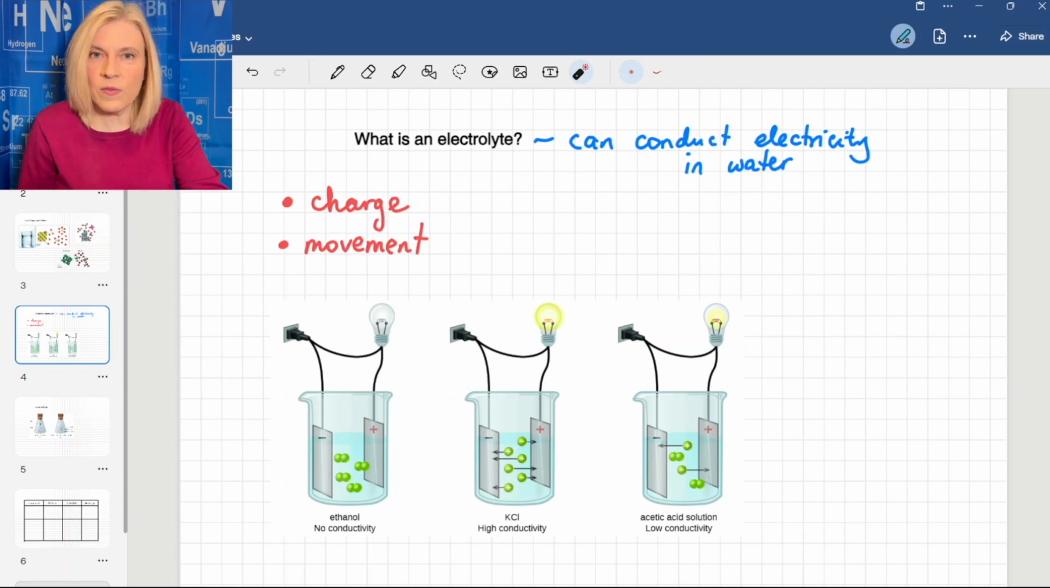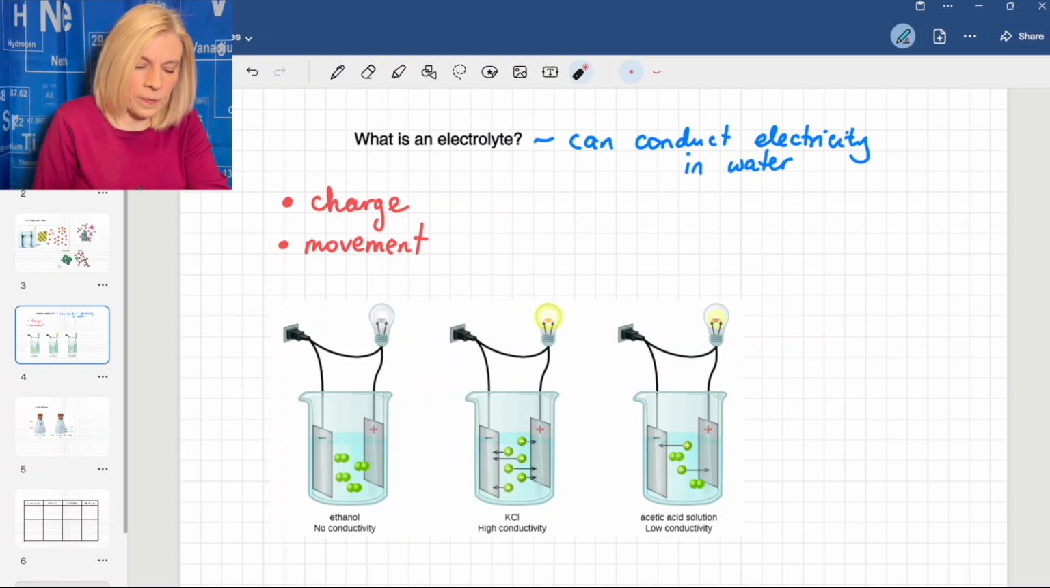And then here comes the third example. What is going on? Acetic acid, that's vinegar. That's a molecular compound, and the light bulb is very dimly lit. So it is an electrolyte, but not strong. Wait a minute, what's going on here?